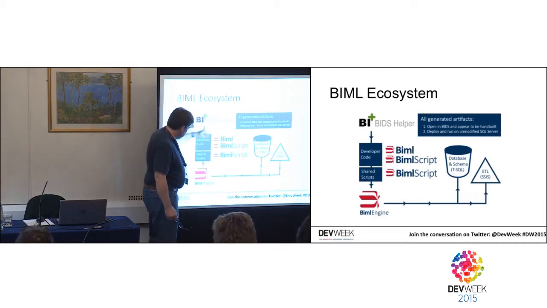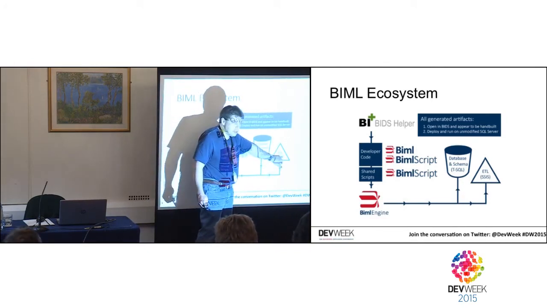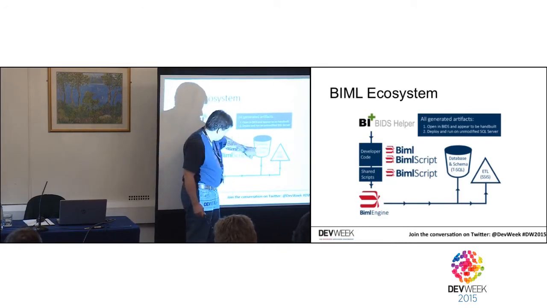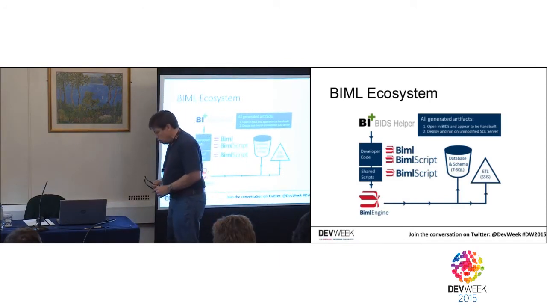So anyhow, BIDS Helper is going to help us do this. That's the engine that's going to compile all this up, so you need that installed. It's going to take your developer code, and the developer code is going to be input with BIML and BimlScript, plus any shared scripts that are built in that it needs. Then it sends it to the BIML engine, and it comes out, for us, as ETL, SSIS. You can also do database schemas and T-SQL and all that stuff with it too.